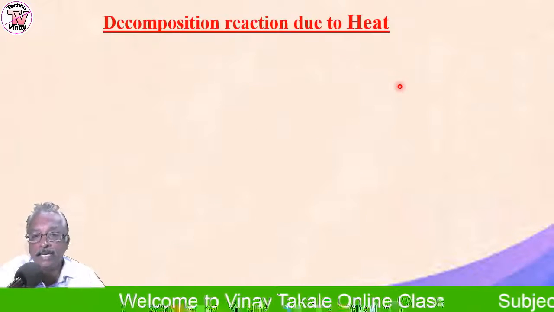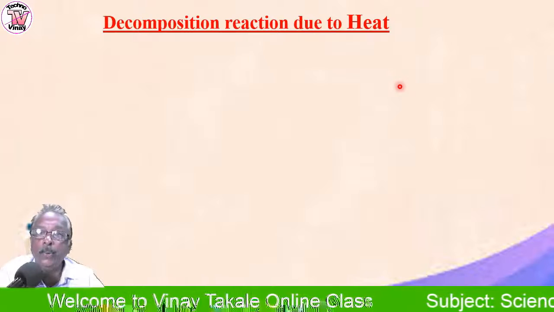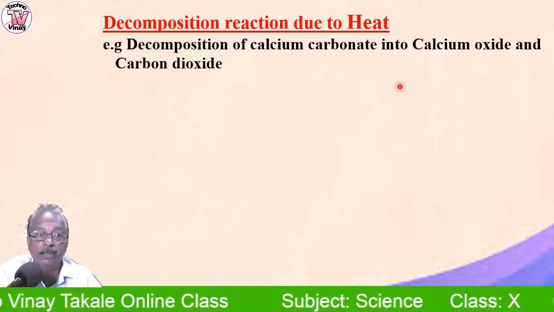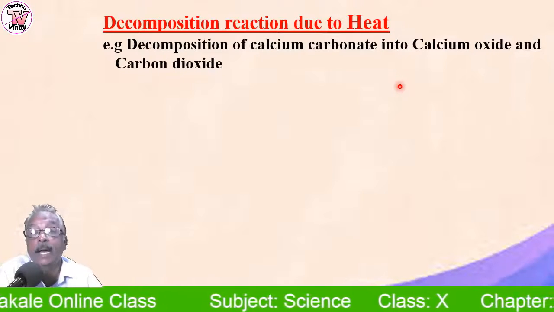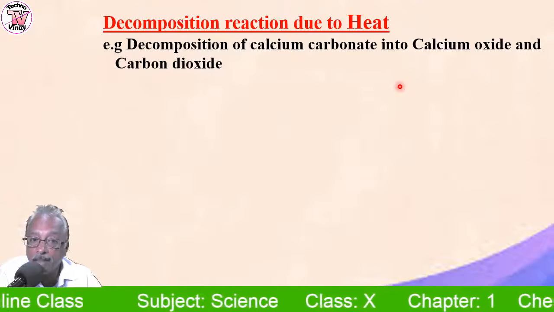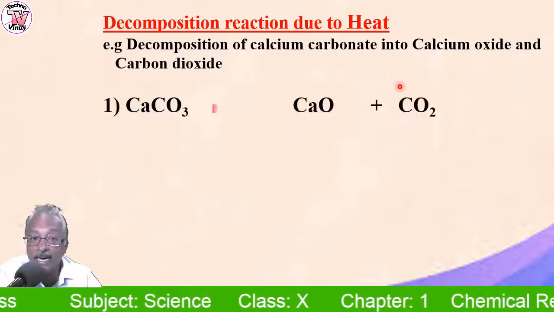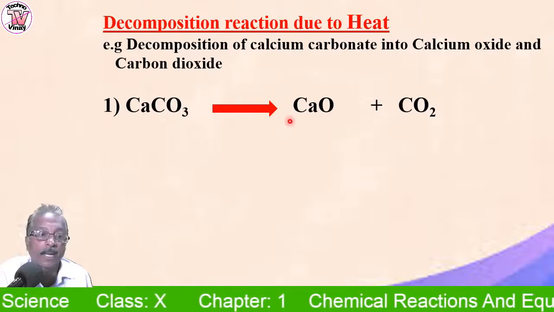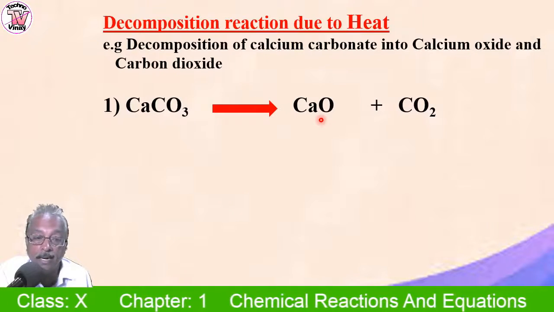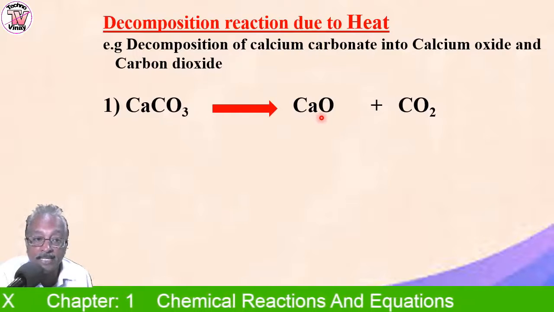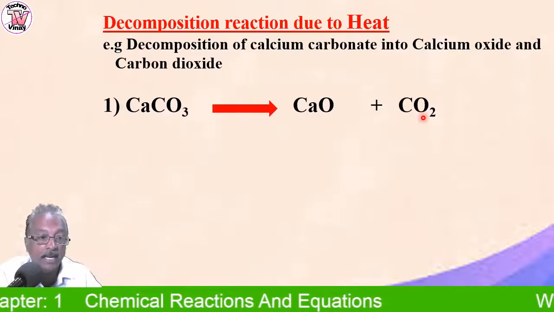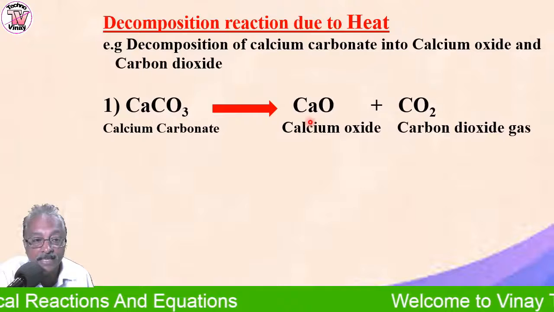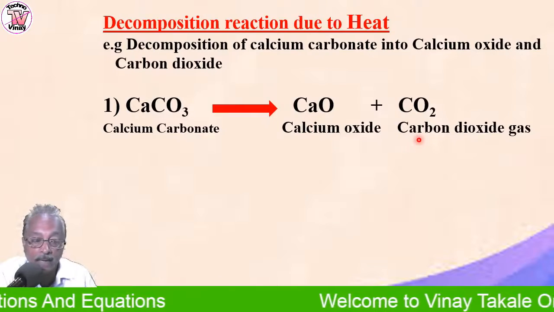First let us see decomposition reaction occurring due to heat. When you take calcium carbonate in a test tube and heat it, it will decompose to form calcium oxide and carbon dioxide gas. Let us write the equation. The formula of calcium carbonate is CaCO3. When you heat it, it breaks down to form CaO, that is calcium oxide, and it liberates carbon dioxide gas.